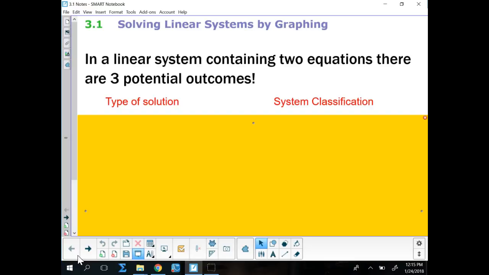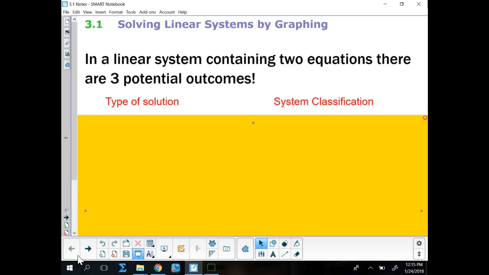Chapter 3. And we're going to do Chapter 3 in a little kind of a funky order, because that gets the bad stuff out of the way first. Okay? So today we're going to solve systems. Chapter 3 is all about solving linear systems of equations.